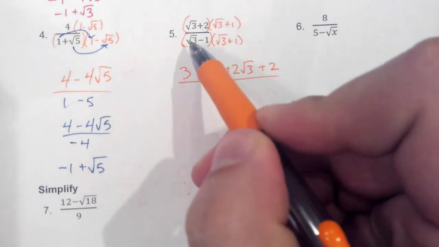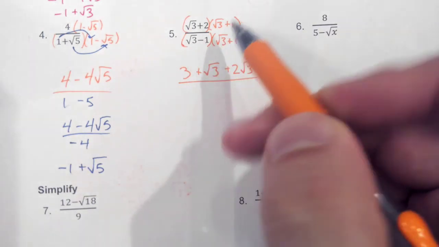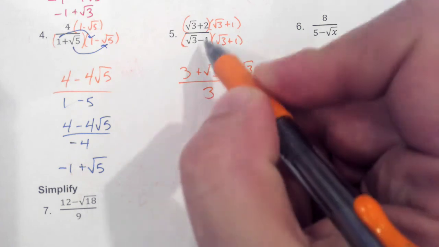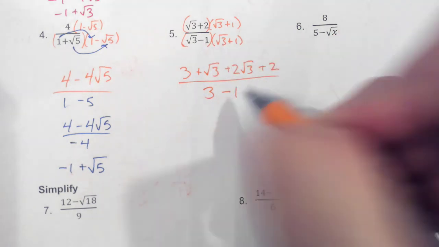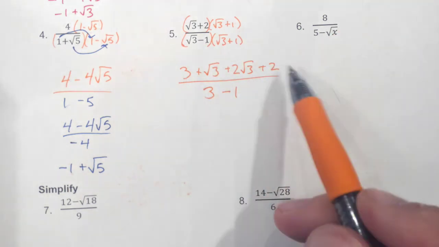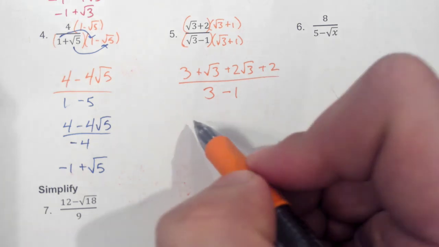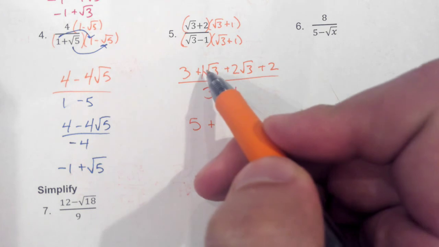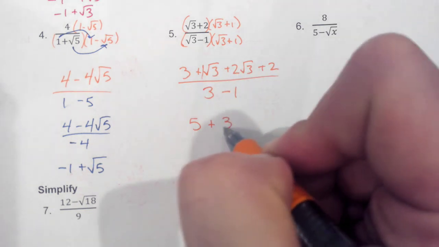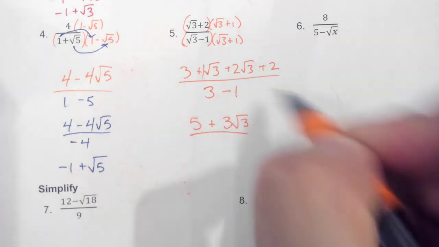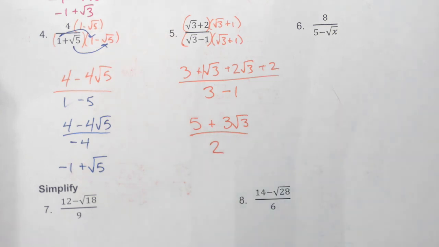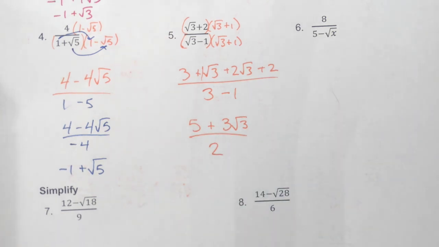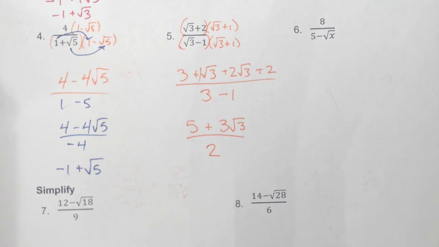On bottom, just doing the first and the last, the square root of 3 times the square root of 3 is 3. And negative 1 times positive 1 is negative 1. So put your like terms together in your numerator, and you have 5 plus, remember this is an understood 1, so 1 square root of 3 plus 2 square roots of 3 is 3 square roots of 3. On bottom, 3 minus 1 is 2. And that doesn't reduce again, so that's going to be the final answer there.